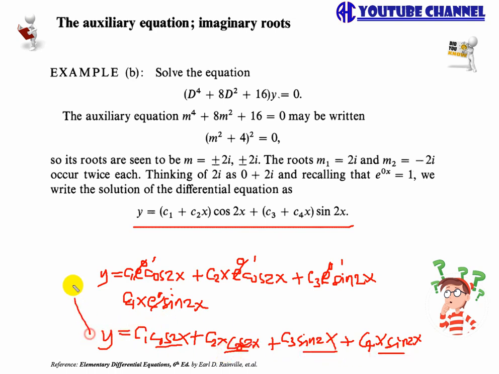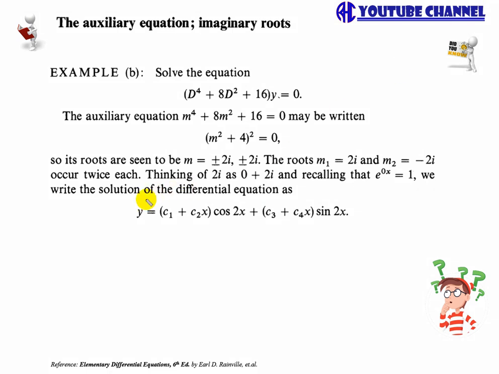So kapag i-factor out natin yan, ito yung magiging result. Magiging C1 plus C2x times the quantity cosine 2x plus C3 plus C4x the quantity sine 2x. So yun lang. Ito na yung magiging general solution natin, guys.